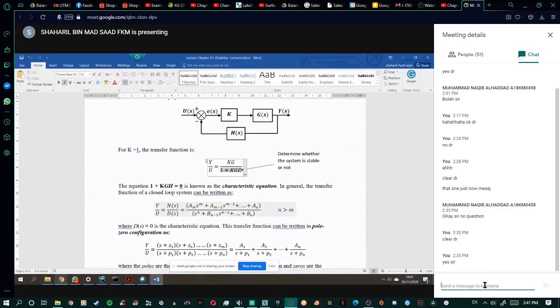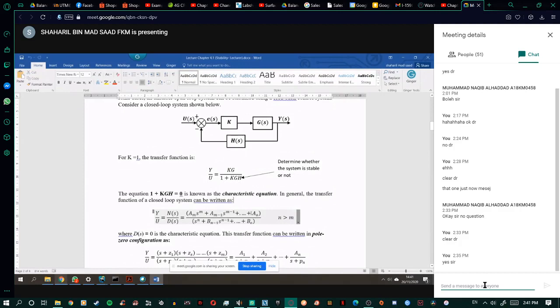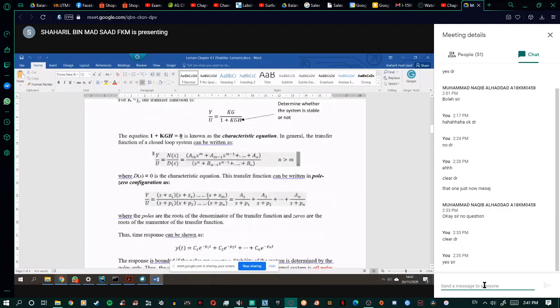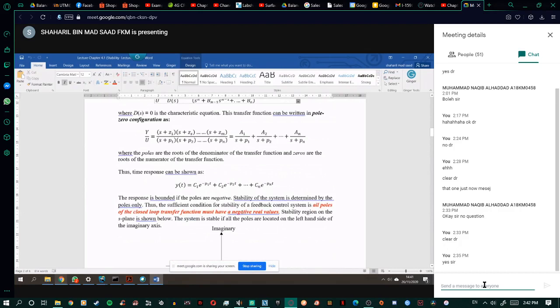We have done this one before. We have learned about the characteristic equation in the second order system. So in the closed loop system, to check whether the system is stable, you are just looking at 1 plus KGH. We call it the characteristic equation. From this you can also get the coefficients for the numerator, the top one, and the denominator.